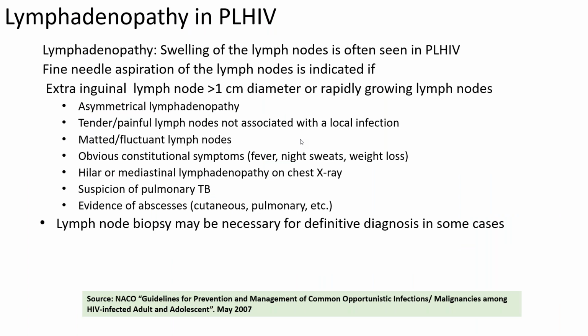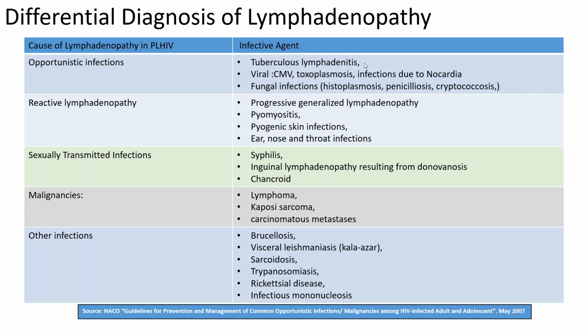Lymphadenopathy: there can be multiple causes. There can be TB, most important is TB, many times other viral illnesses. Many fungal infections can cause it. It can be reactive lymphadenopathy or lymphadenitis because of an infection somewhere in the drainage area. STIs can present as lymphadenopathy, especially inguinal lymphadenopathy due to Donovanosis and chancroid, or also syphilis. Remember, lymphoma, Kaposi, and other metastatic deposits can also present as lymphadenopathy, and there are many other numerous causes. So remember, there are multiple causes of lymphadenopathy in these patients.